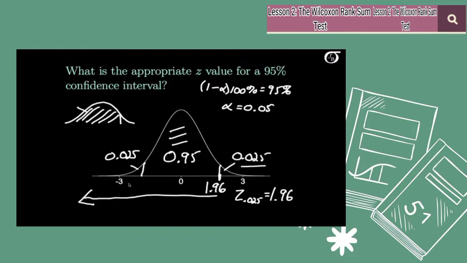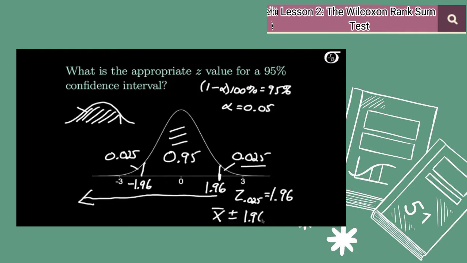This value over here, due to symmetry about 0, is minus 1.96. And so our confidence interval will be found by taking the value of the sample mean and adding and subtracting 1.96 times sigma over the square root of n.